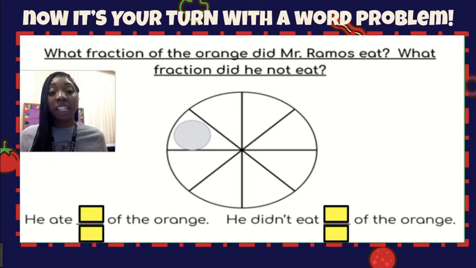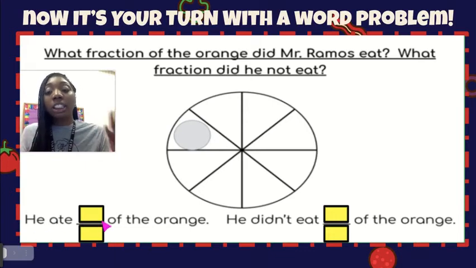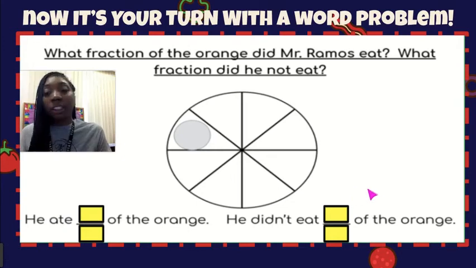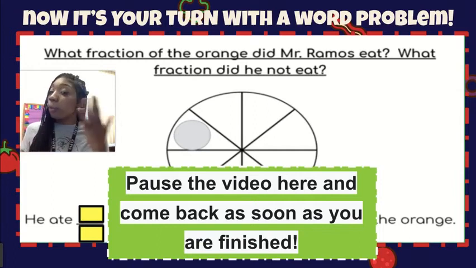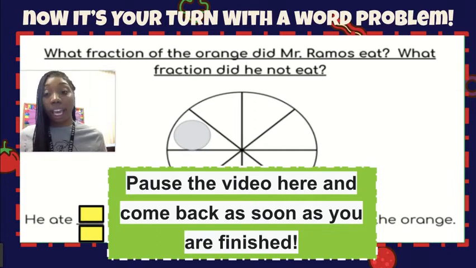So now, what fraction of the orange did Mr. Ramos eat? And what fraction didn't he eat? We know he ate 1 slice. I want you to write the fraction, and tell me how much of the orange he ate and how much of the orange he did not eat. Pause the video here and come back. When you come back, I'm going to show you the answer and we'll go over it so you can check your work.